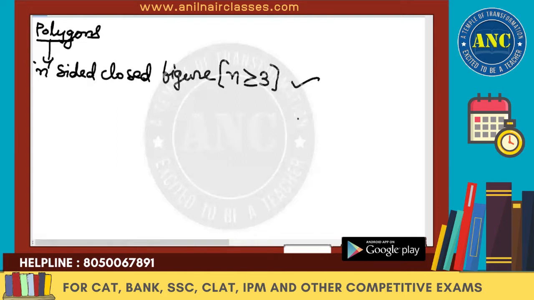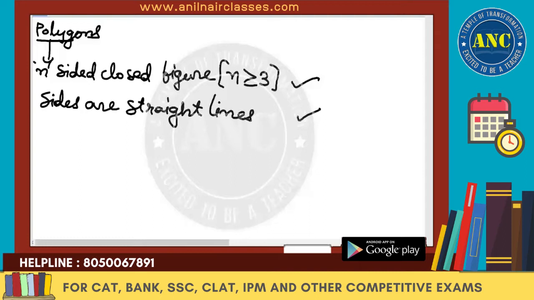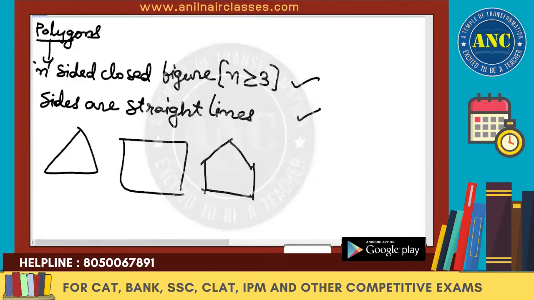In a polygon, sides are nothing but straight lines. For example, this is a polygon, this is a polygon, this is a polygon, this is a polygon. These are all examples of polygons. An n-sided closed figure is called a polygon, with n greater than or equal to 3. Sides are nothing but straight lines in a polygon.